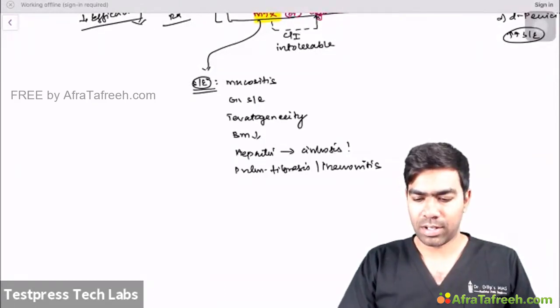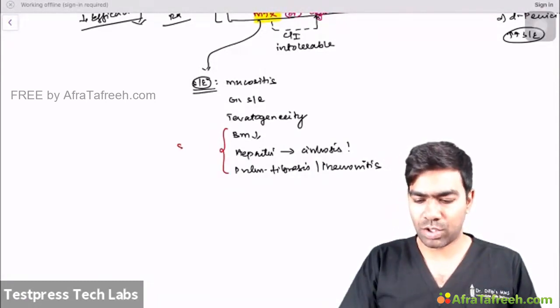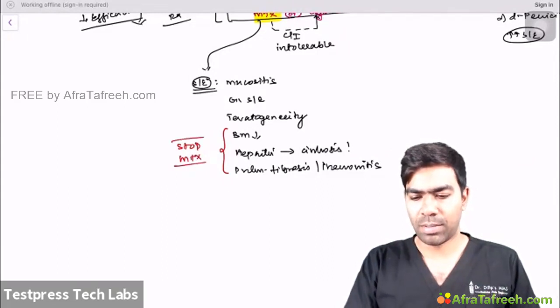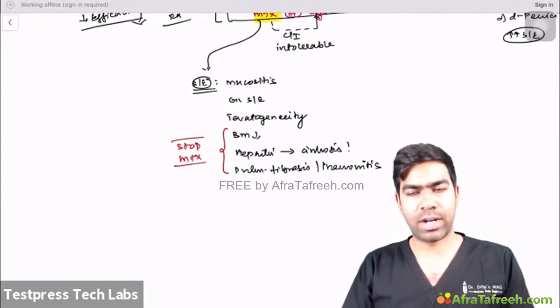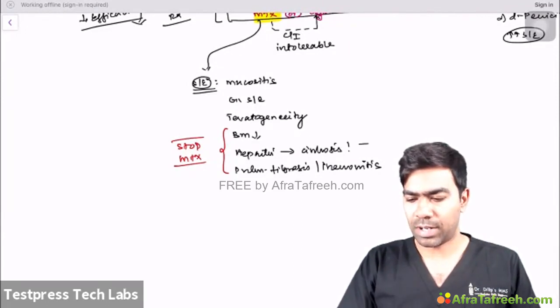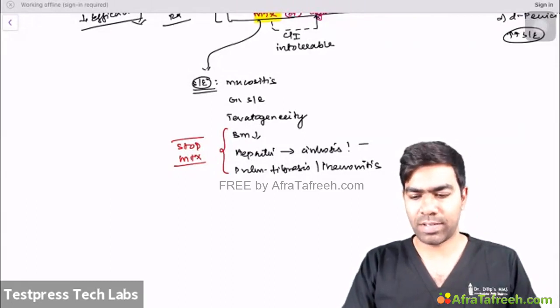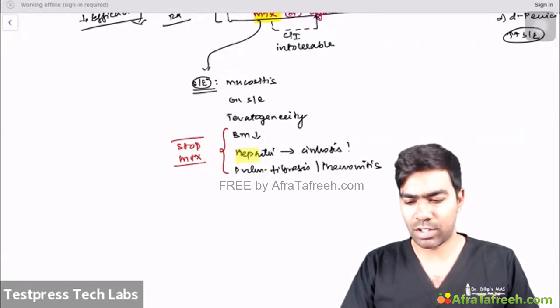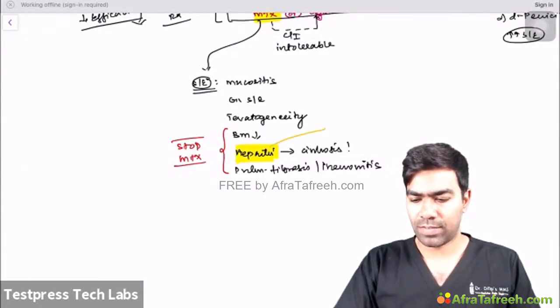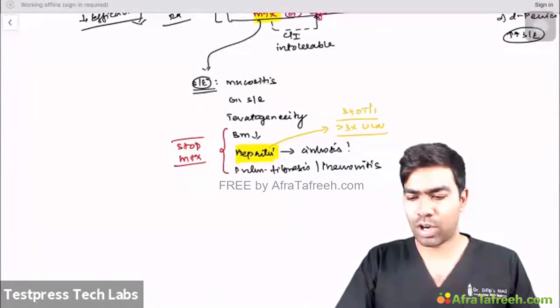And remember that these three are indications to stop methotrexate. If there's any evidence of bone marrow suppression, hepatitis, or pulmonary fibrosis or pneumonitis, it's better to stop methotrexate. Typically in exams, people will ask whether just an elevation of SGOT and SGPT is enough to stop methotrexate or not. The answer is no.